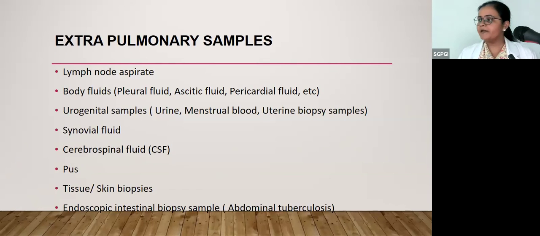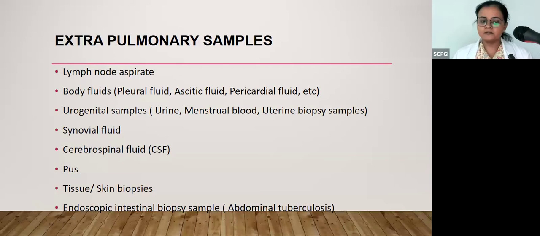Extrapulmonary sample depends on the site of the infection. Like if there is a urogenital TB, then the urine sample, menstrual blood, uterine biopsy sample can be taken. If there is a lymph node infection, then lymph node aspirate. Body fluids like pleural fluid, ascitic fluid, pericardial fluids can be taken. Synovial fluid. If suspecting tubercular meningitis, then CSF has to be taken.